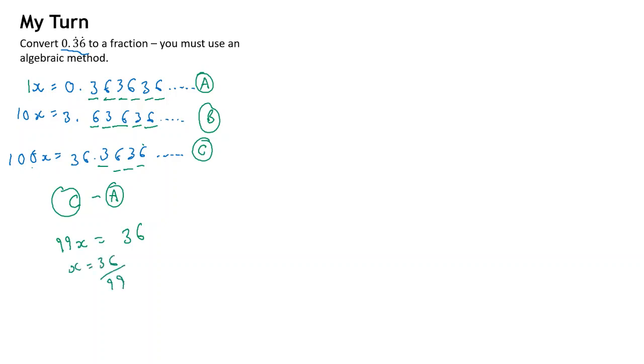Oh, and actually, in this case, that fraction can be simplified because both the numerator and the denominator divide by 9. So 36 divided by 9 is 4. 99 divided by 9 is 11. So in its simplest form, our answer is 4 over 11.